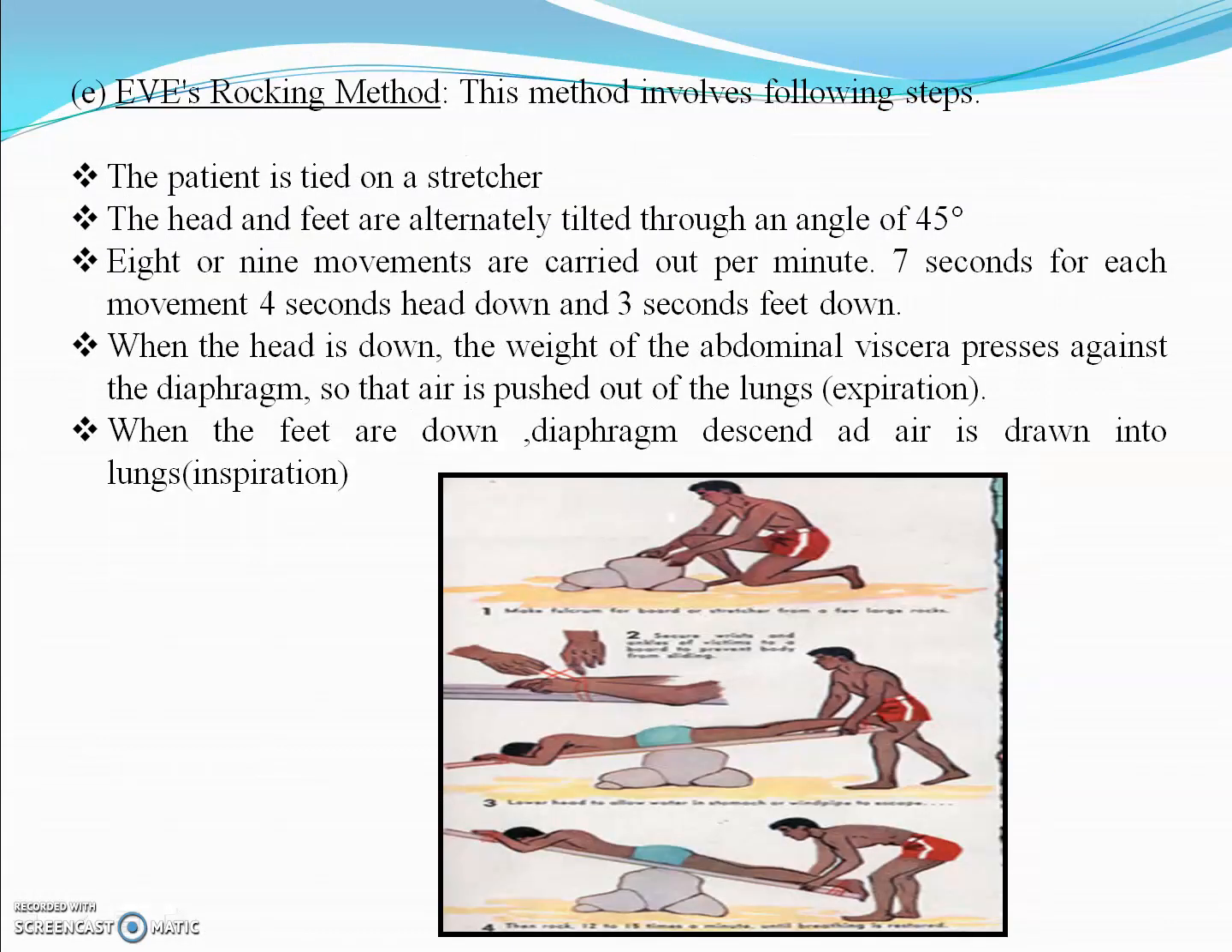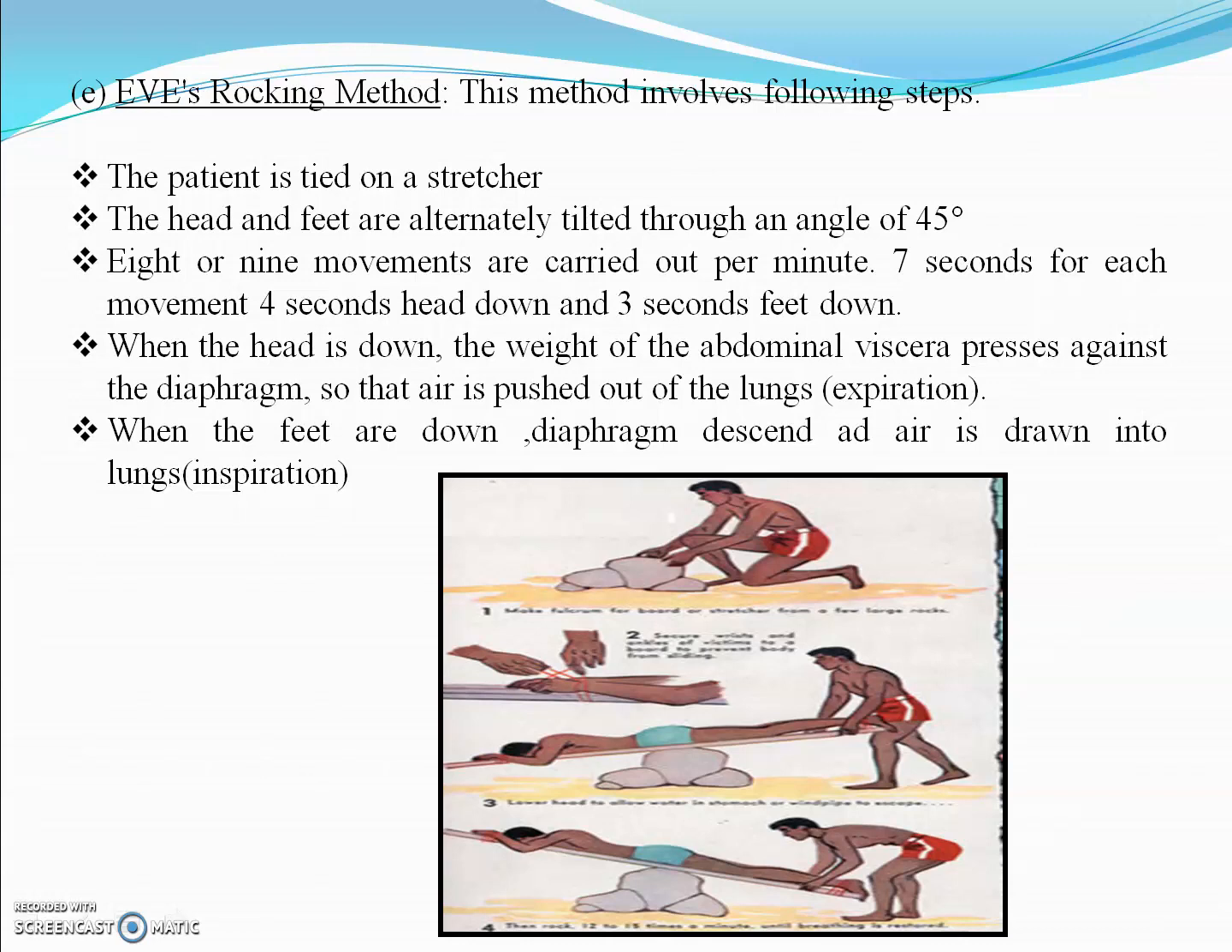Next is Eve's rocking method. Again, this is a manual method. The patient is tied on a stretcher. The head and feet are alternately tilted through an angle of 45 degrees. 8 or 9 movements are carried out per minute, 7 seconds for each movement, 4 seconds for head down and 3 seconds for feet down.